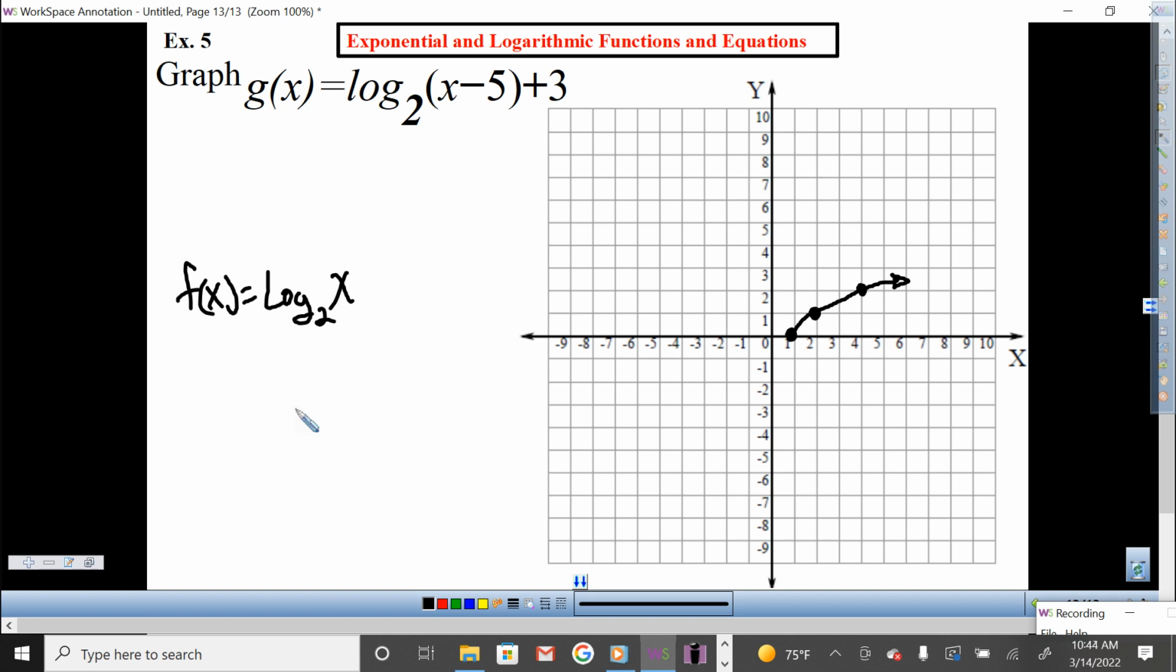Okay? How do I know? Because there's only 3 graphs, 3 parent functions, right? You copy them, yes? How many parent functions? 3. Log 2, log 10, and log e, or natural log.